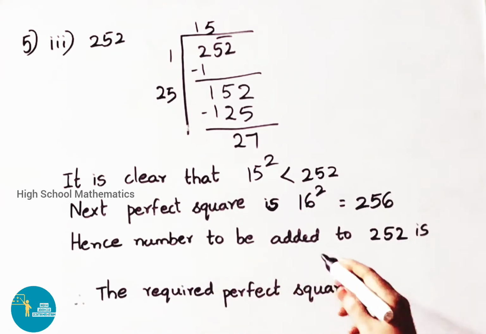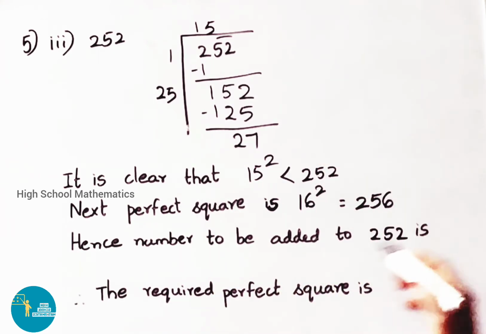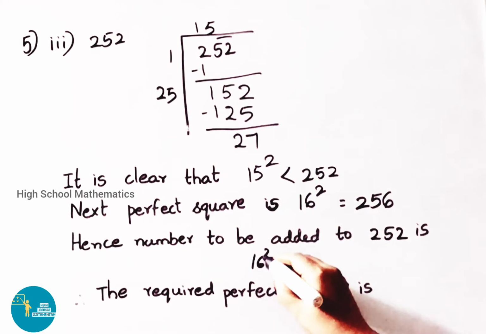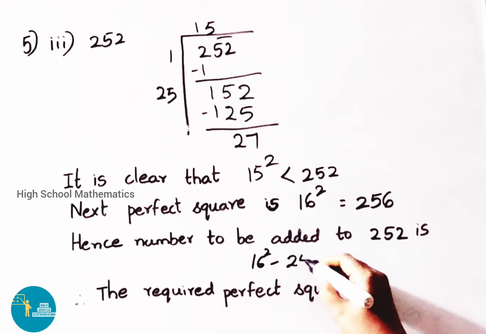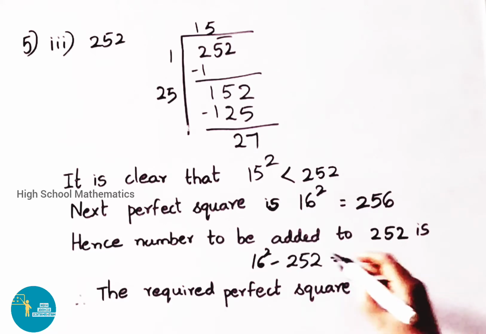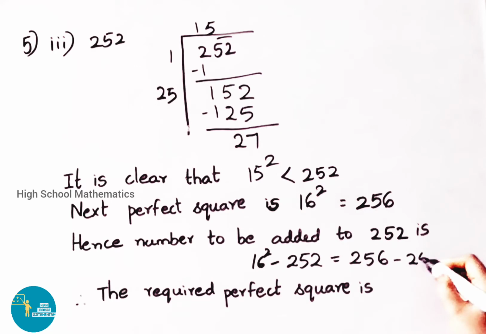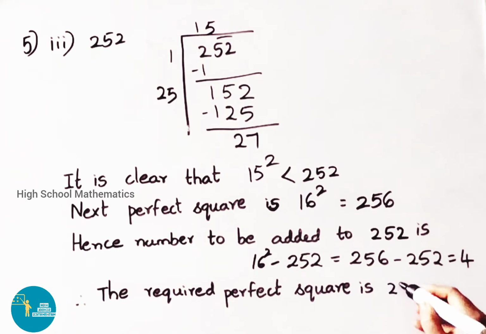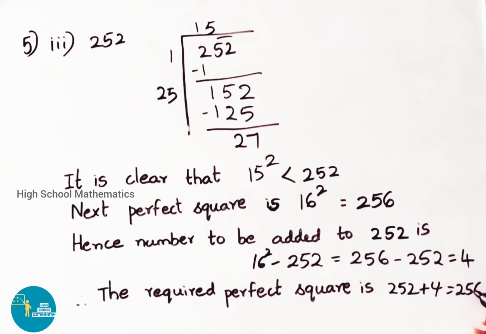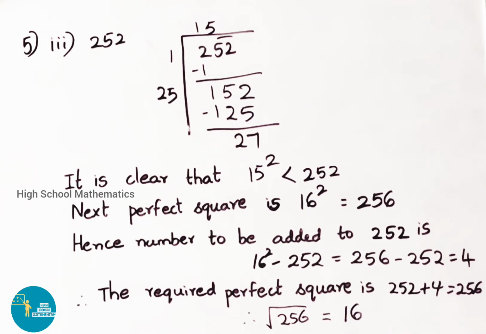Hence the number to be added to 252 is 16 square minus 252. That is 16 square answer is 256 minus 252. We get 4. Therefore, the required perfect square is 252 plus 4, that is 256. Therefore, square root of 256 is equal to 16.